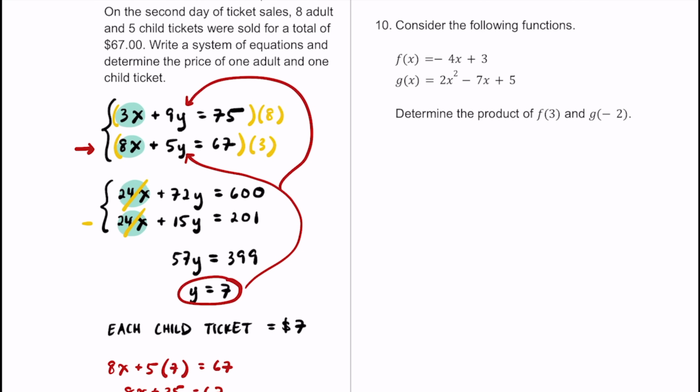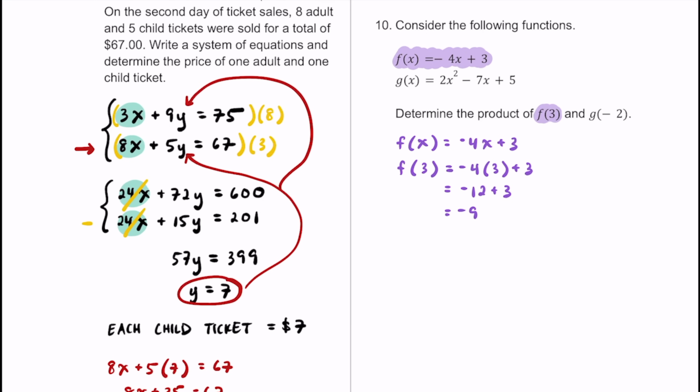Okay, so let's see this first one. This f of 3 is really only talking about this top function over here. So let's focus on that one. We know f of x is equal to negative 4x plus 3. So what's f of 3? f of 3 just means we're going to change x to 3, or substitute it. So it's negative 4 times 3 plus 3. Negative 4 times 3 is negative 12. Negative 12 plus 3 is negative 9. So f of 3 is equal to negative 9.